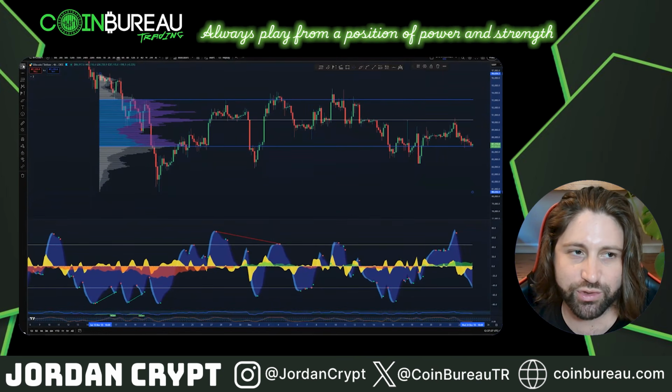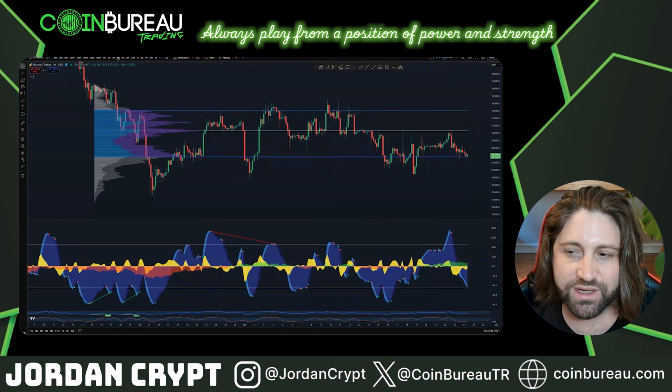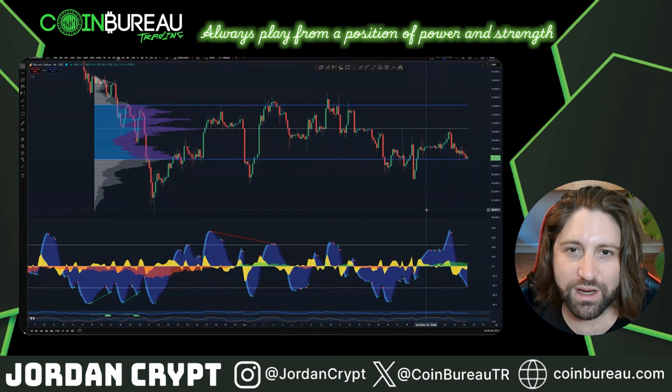And for this, we will use Market Cipher because it is the best well-rounded indicator to give us all of the confluence we need in a very quick and simple way. If you haven't yet watched my videos on Market Cipher, they are on the Coinbureau Trading channel, and they are very important, especially for this hedge trading strategy, so make sure you catch up if you missed them.